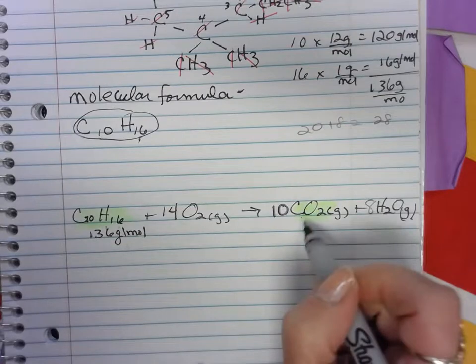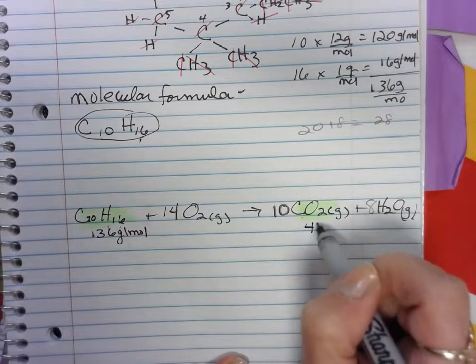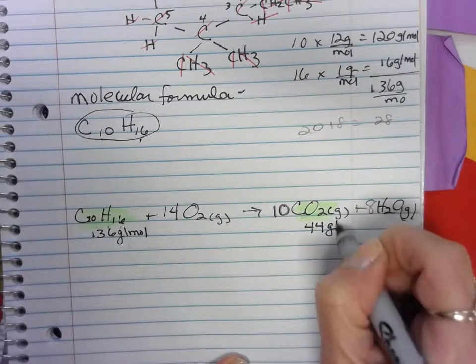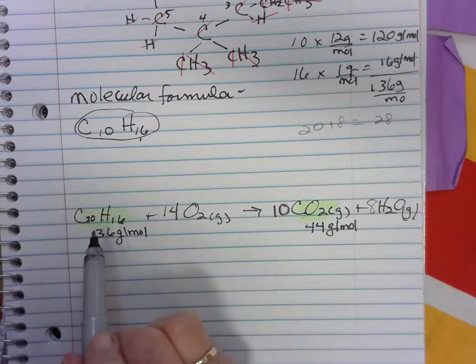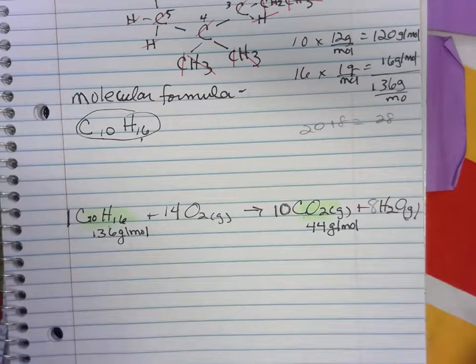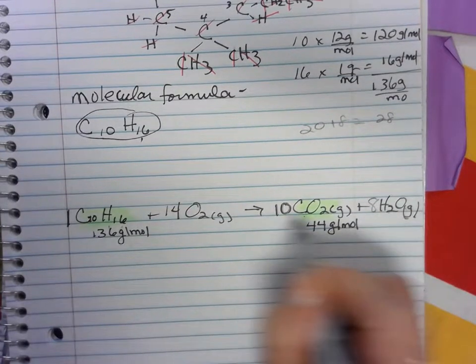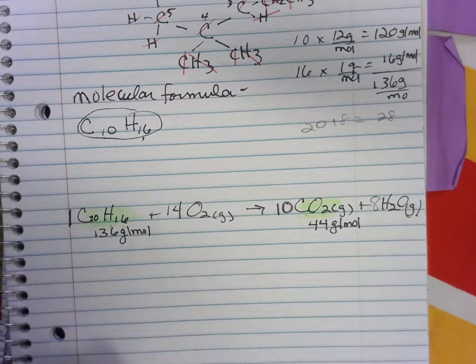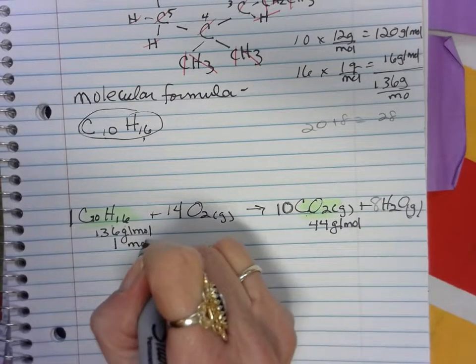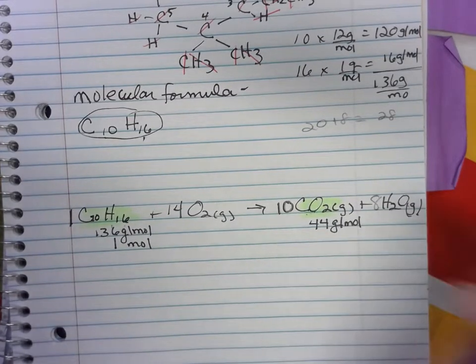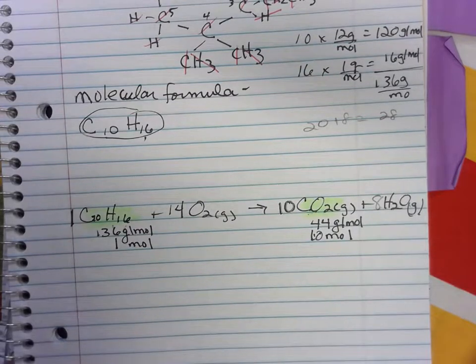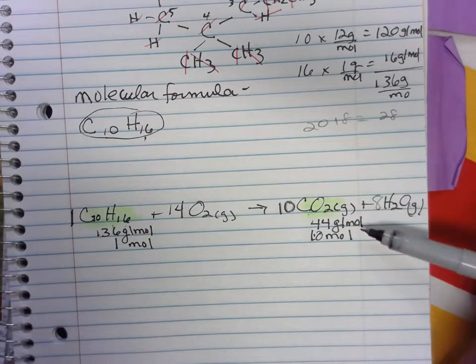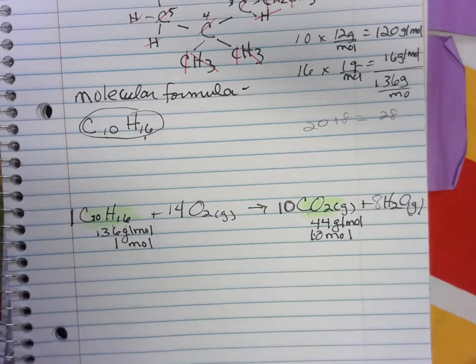Carbon dioxide, we've seen that one many a time, 44 grams per mole. Now, I have 1 mole of this giving me 10 moles of this. 1 mole of this gives me 10 moles of this. Now, if I wanted my answer in moles, then that would be fine, but I want my answer in grams, so I've got to use this as a conversion factor here.